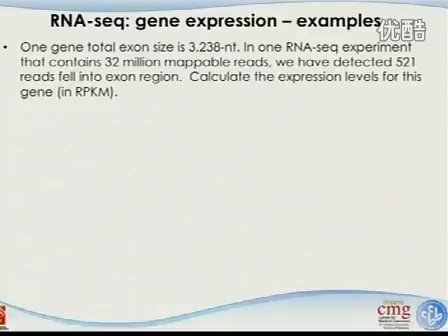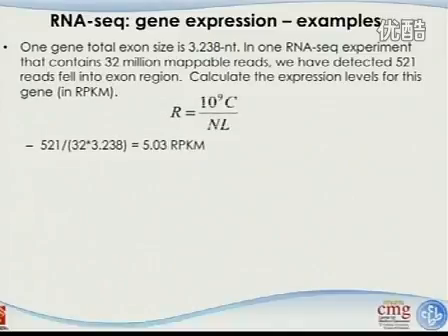Okay? One example here, I just made it up. I want to make a point. Here is one gene, total exon size, let's say 3,000 base pair. An RNA sequencing experiment contains 32 million mappable reads. We have detected 512 reads in the exon region, and we calculate the expression level for this in RPKM.